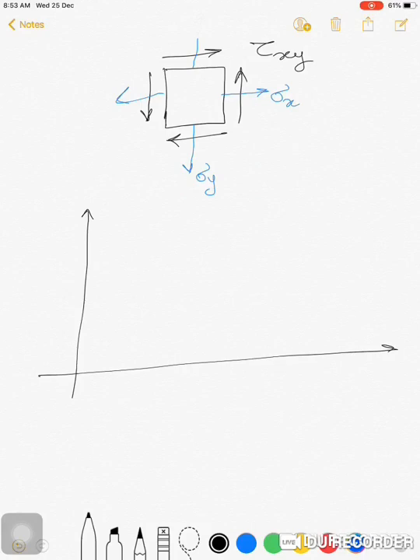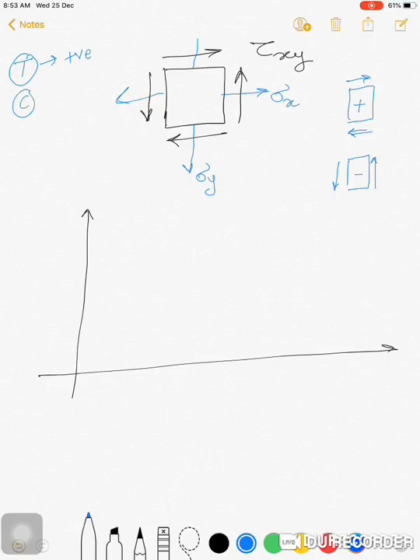Now let us consider, first of all we have to decide the parameters which are positive and which are negative. Look, the clockwise shear of this manner will be positive, while the anti-clockwise shear will be negative. Simple. Then tensile normal stress will be positive, and compressive normal stress will be negative.